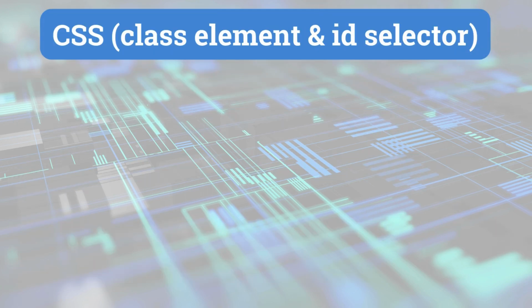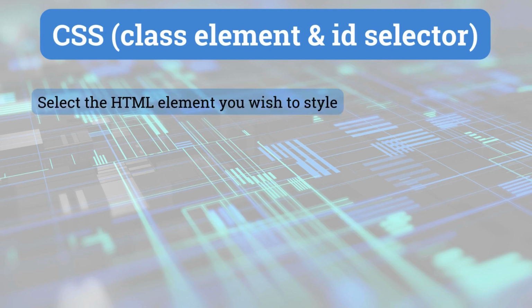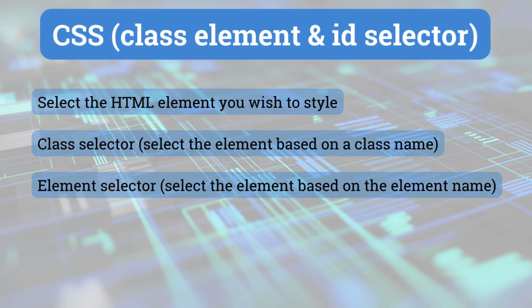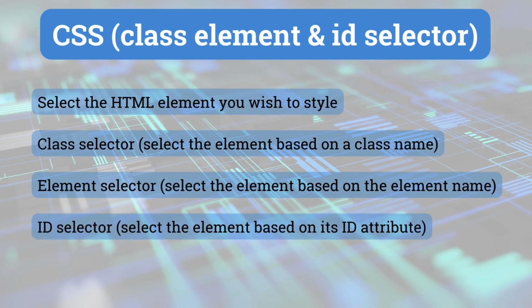CSS Class, Element and ID selectors. They select the HTML element you wish to style. The class selector selects the element based on a class name. We can create this class name ourselves and call it anything we like. The element selector selects the elements based on the element name, such as H1 or P for paragraph. The ID selector selects the element based on its ID attribute. This is handy for when we want to style one particular thing.